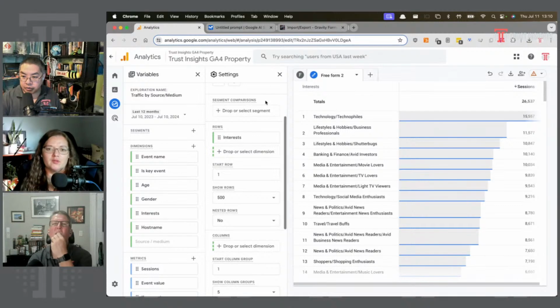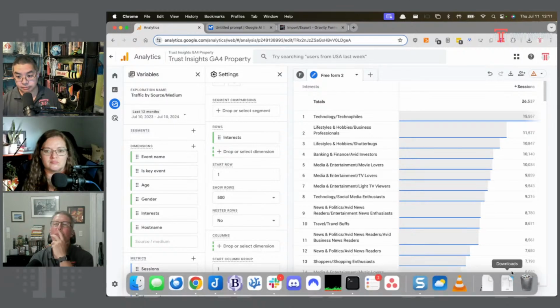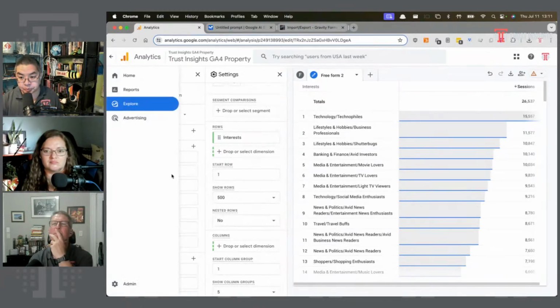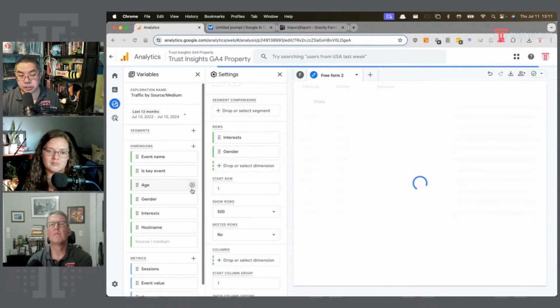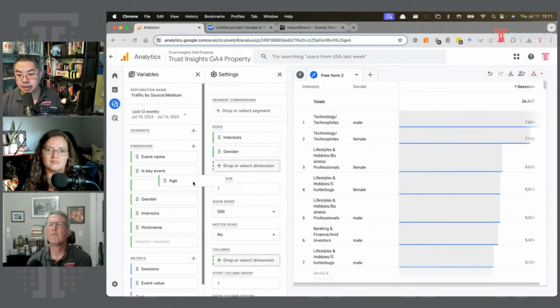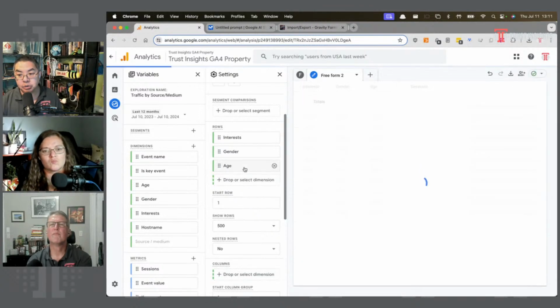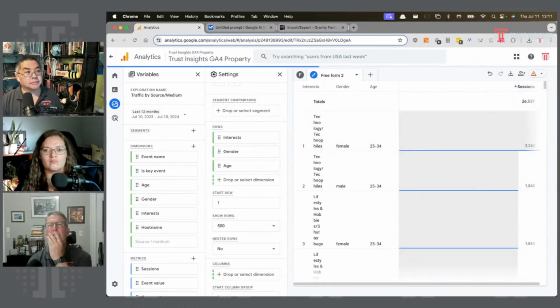And what we see are the things that people care about: technology, business professionals, shutterbugs, avid investors, movie lovers, TV lovers, etc. Now, with this data, one of the things you can do is add in splits to segment it out by gender to see if there are certain topics that resonate more with one than the other. You can also split it out by age and either add that in or do 2 separate assessments so that you get a full understanding of what your audience really actually cares about.